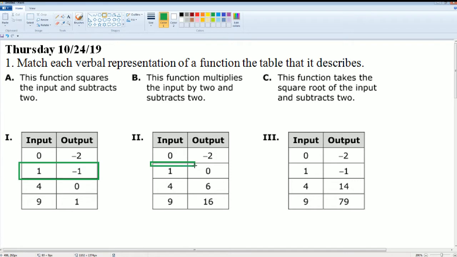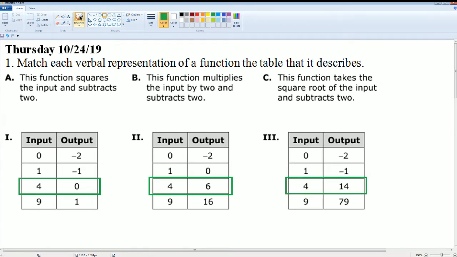This one, input of 1, output is 0. Input of 1, output is -1. I don't like that because these two will give me the same answer. You know what? Let's do 4. If the input is 4, the output is 0. That one, if the input is 4, the output is 6. And this one has an input of 4, the output is 14. Oh, that looks like a really good one.